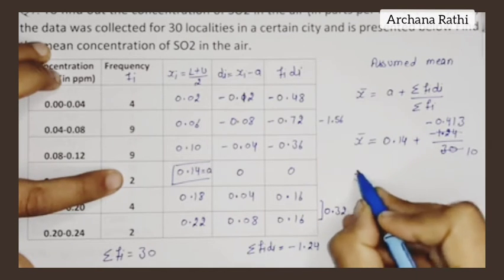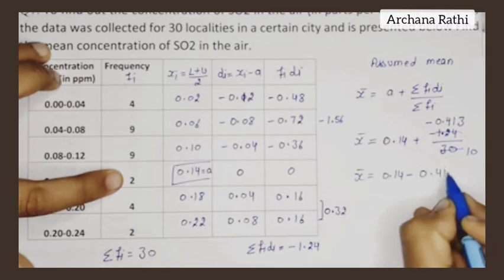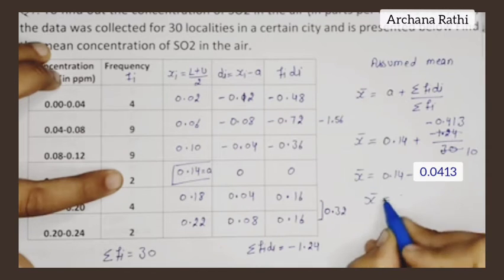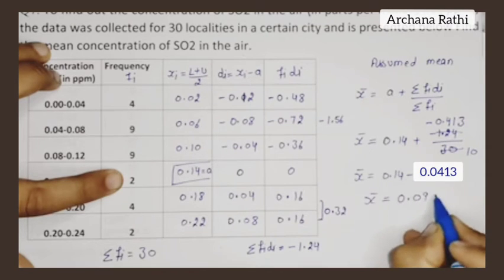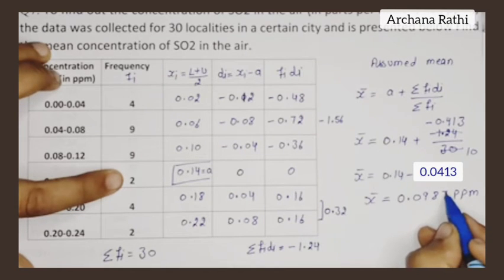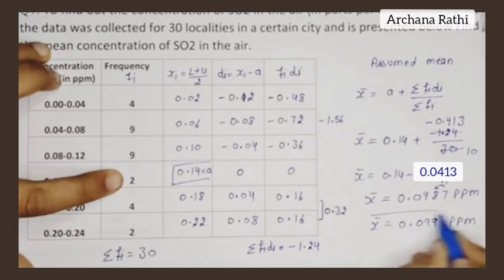So we will get x bar is equal to 0.14 minus 0.413 divided by 10, which is 0.0413, and it will be approximately equal to 0.0987. You can convert it into some approximate value again. X bar can equal 0.0099 ppm.